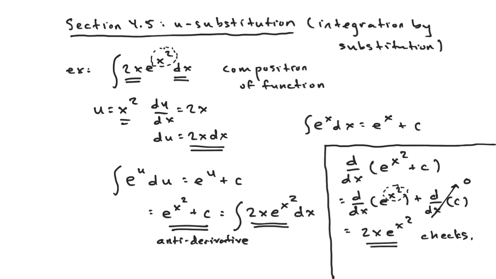So let's say that I have something like this. I have the integral of x squared minus 2x plus 4 to the 5th power, times 2x minus 2 dx.